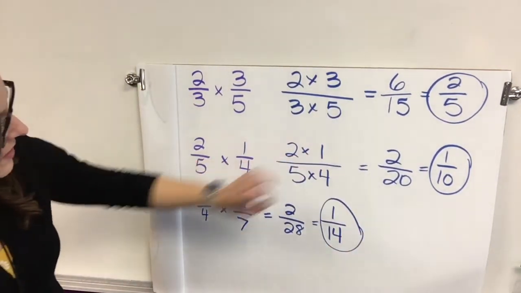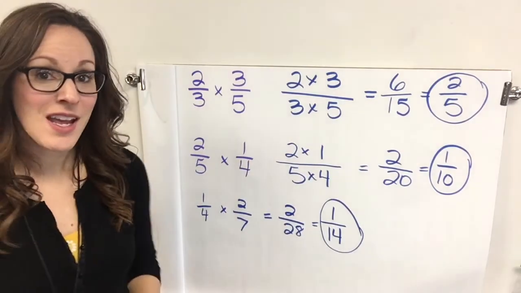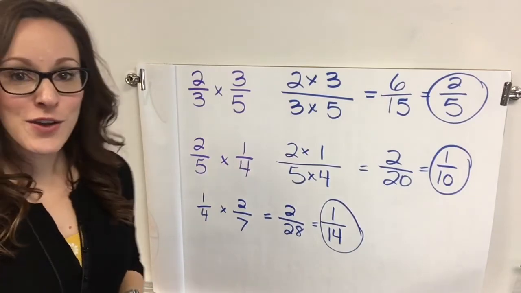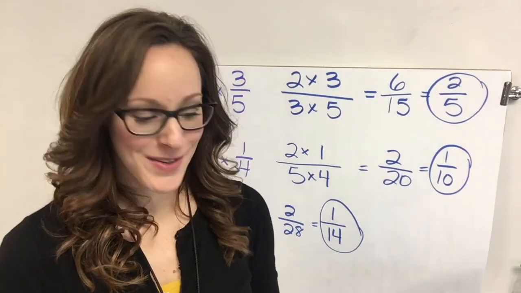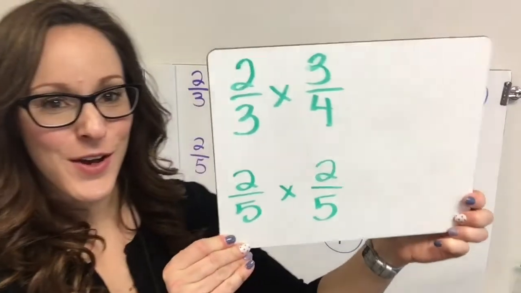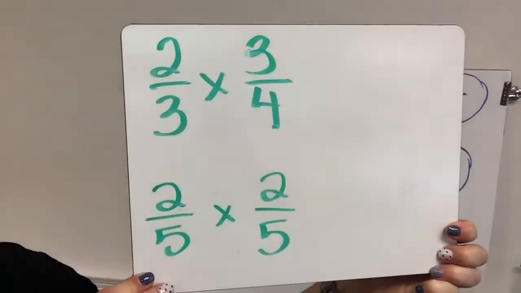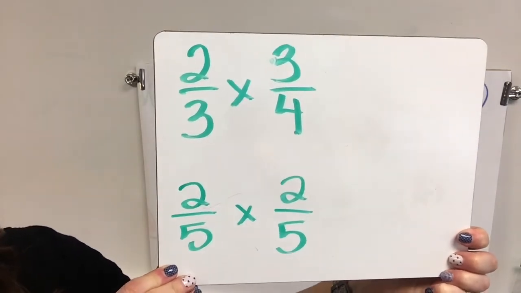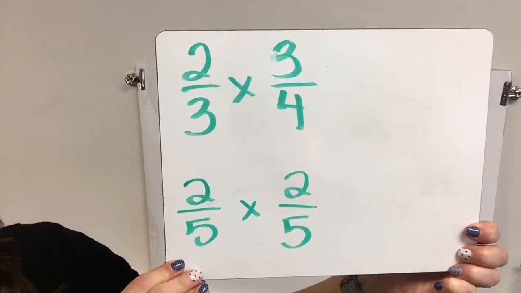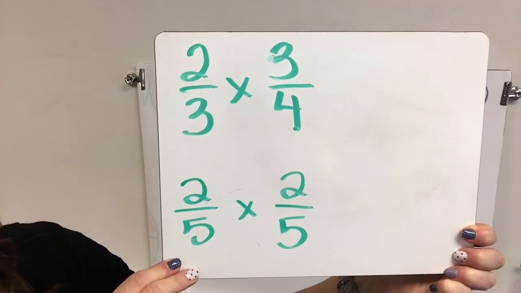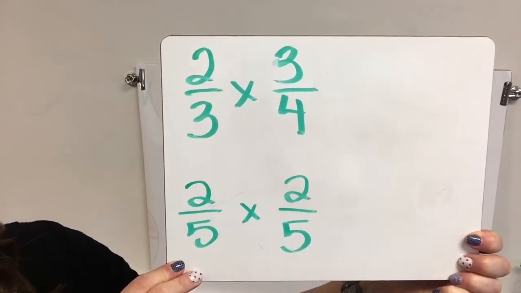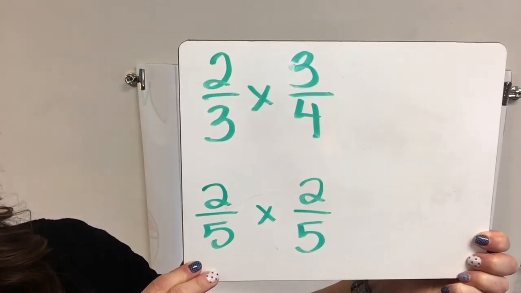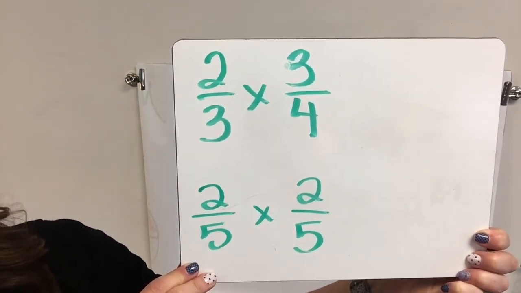So you can see that I took this middle step out, which is just fine with me, but if you need this step to help you break this problem down into simpler terms, you can feel free to do that. For your practice, I would like you to solve 2/3 times 3/4 and 2/5 times 2/5. Another way of saying this is 2/3 of 3/4 and 2/5 of 2/5. What I want you to do is make sure that you reduce, and one of these is going to need to be reduced down to simplest terms. One of them does not.